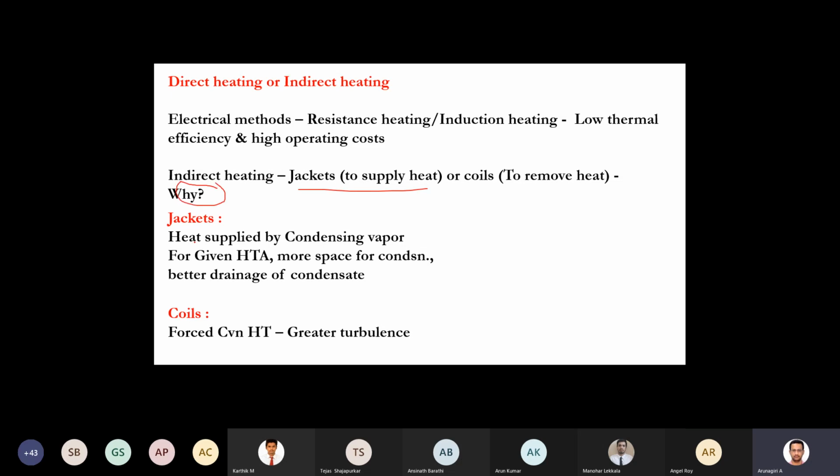Why? What's the reason? In jackets, you use the heat supplied by condensing vapor. As I said, jackets are normally used to supply heat, as I showed in the earlier figure. The heat is transferred to the liquid medium in the vessel through condensing vapors. So condensation takes place, and for a given heat transfer area, we need more space for condensation.